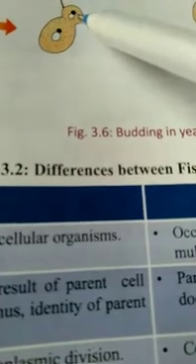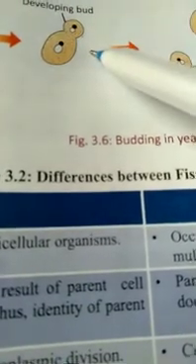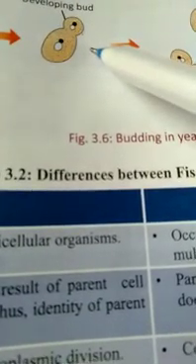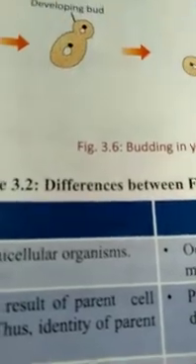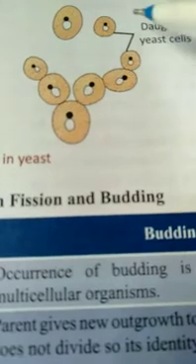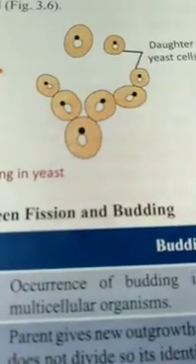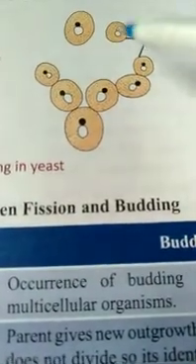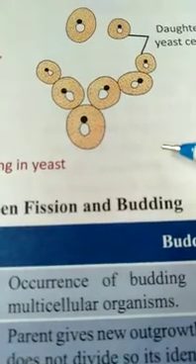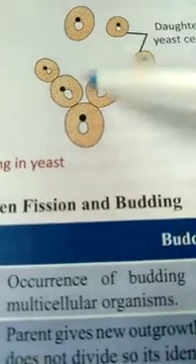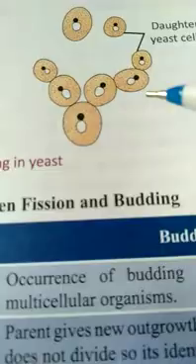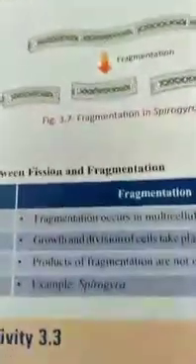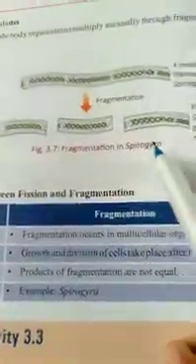Clear? Finally the bud detaches itself from the parent yeast cell and develops into the new daughter yeast cell. See, these are the daughter yeast cells having a single prominent nucleus. Clear? So this is about the budding procedure. Next we will study fragmentation. See, fragmentation in Spirogyra.